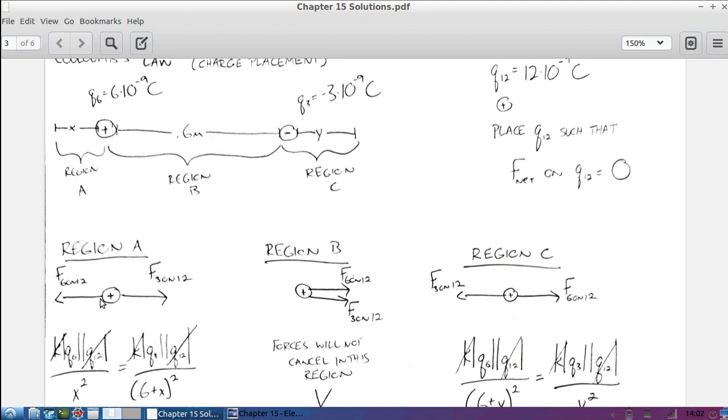So that's why we got our negative distance, right? This force is always going to be larger than this force, so region A can't happen. Sorry people, we did all that work for nothing. But now we can recognize that if we have a situation similar to this, we can disregard this region.